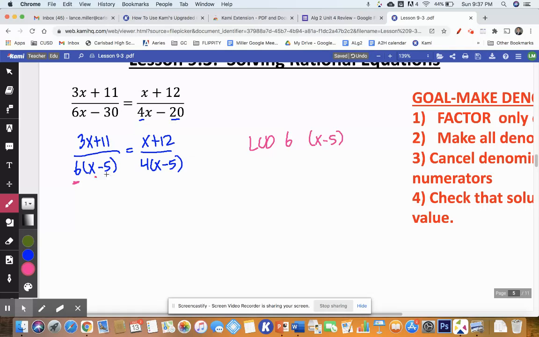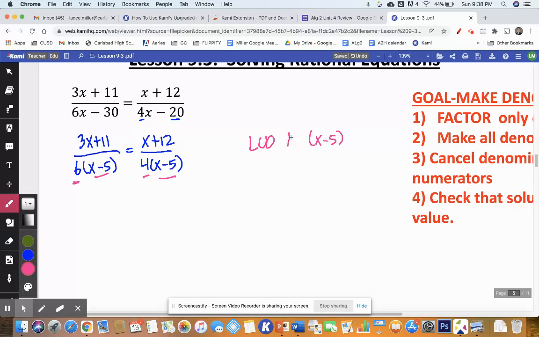Now I go to the right, and it also has to have an x minus 5, and it also has to have a 4, okay? So basically, we need the LCD between 6 and 4. If you multiply these together, we have 6 times 4 is 24, but you might notice that 6 and 4 also go into 12, okay?